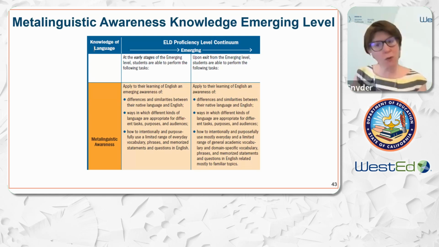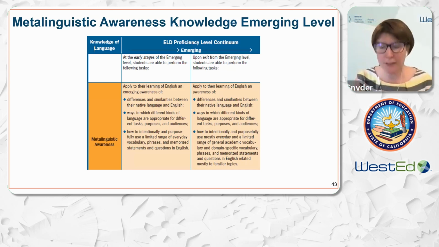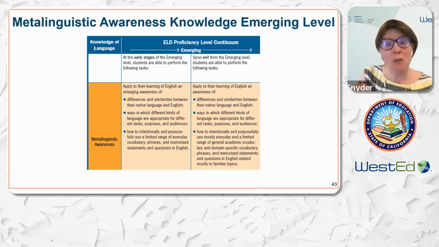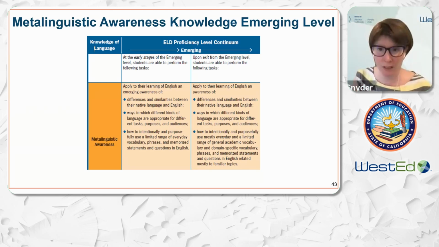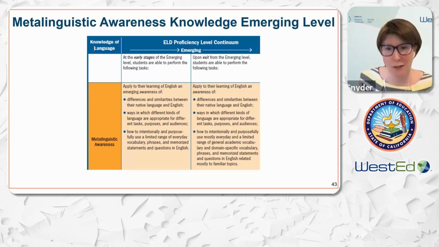So at the early stages of the emerging level, EL students are able to apply to their learning of English an emerging awareness of differences and similarities between their native language and English, ways in which different kinds of language are appropriate for different tasks, purposes, and audiences, and how to intentionally and purposefully use a limited range of everyday vocabulary, phrases, and memorized statements and questions in English.